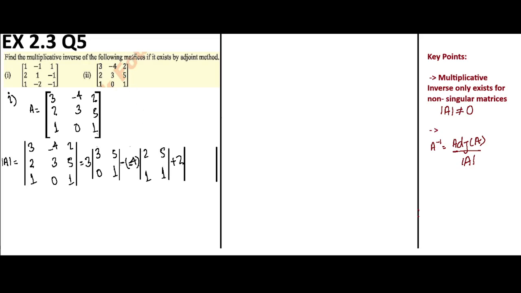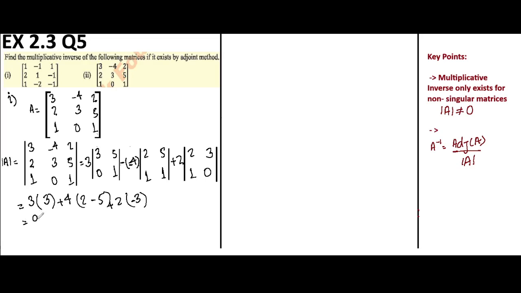Then we have +2. So encircle it, cut its row, cut its column, and we are left with 2, 3, 1, and 0. So we are going to write it over here. To find its determinant, we are going to solve it: 3 into diagonal entries gives us 3 and non-diagonal is already 0. So minus into -4 is +4, and then we have 2 into 1 gives us 2, minus non-diagonal entries give us 5, plus 2 into 0 gives us 0, and then 3 into 1 gives us -3, minus because of the already applied negative sign.